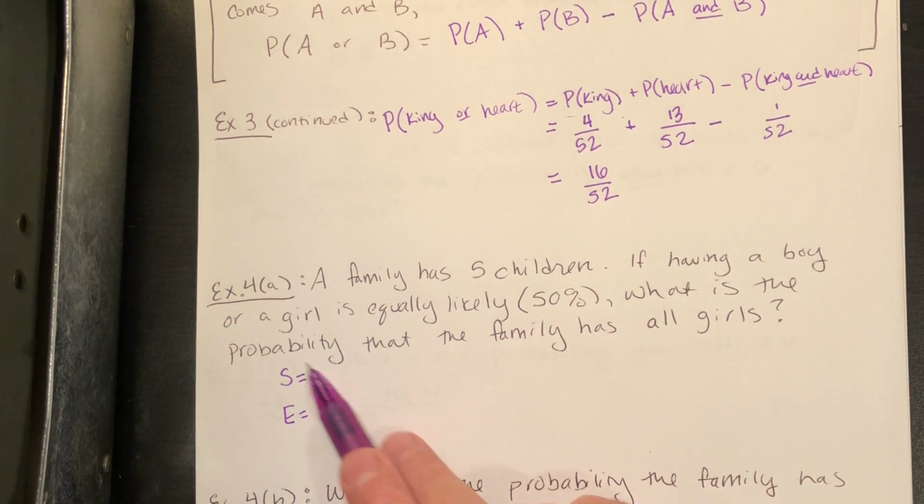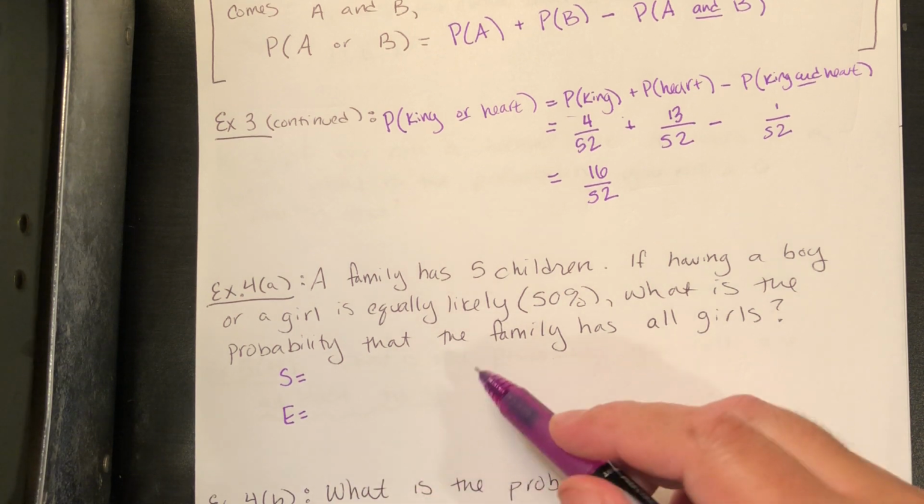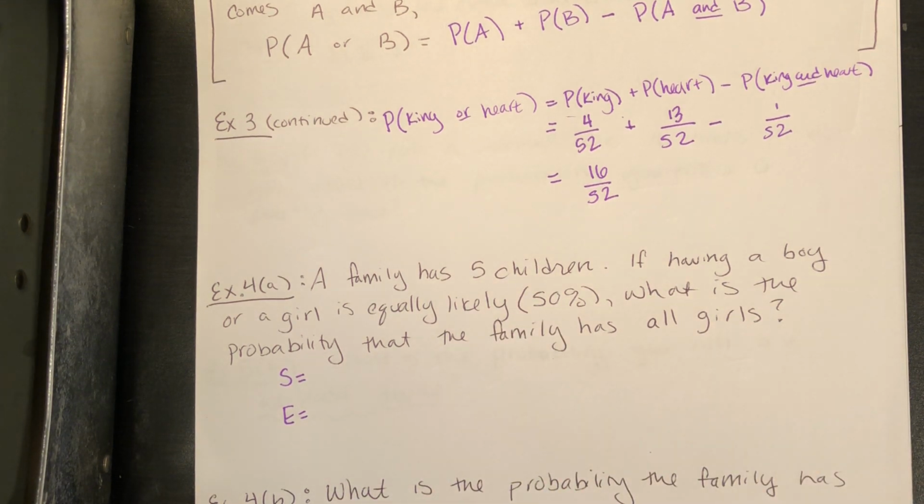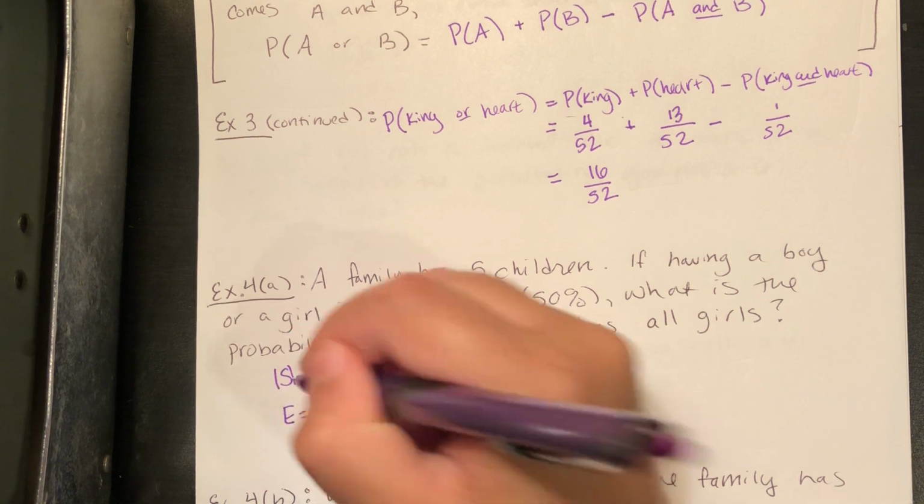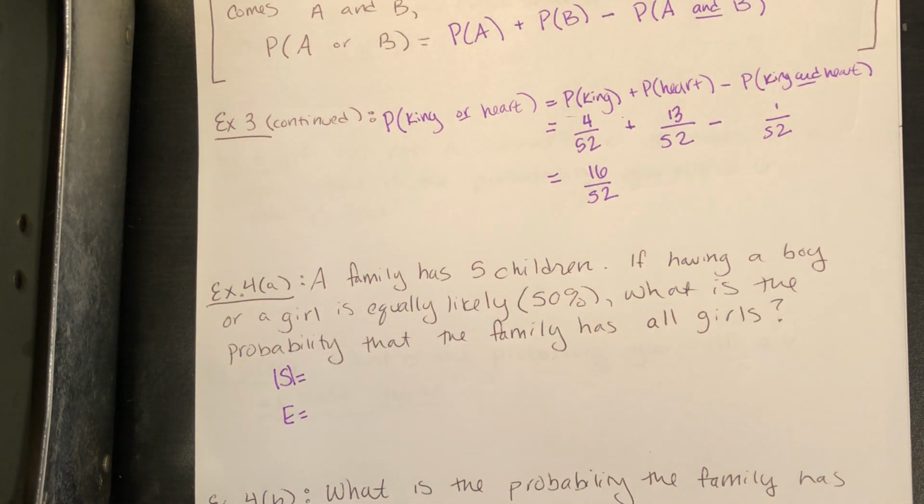Our sample space is just the number of possibilities you could have if you have 5 children and each child is a boy or a girl. Just like before, we could list out all the different possibilities: boy, boy, boy, boy, boy, then boy, boy, boy, boy, girl, and so on. We don't actually want to list them all, so it makes more sense to just find the cardinality of the sample set.